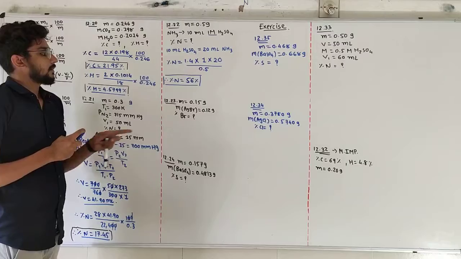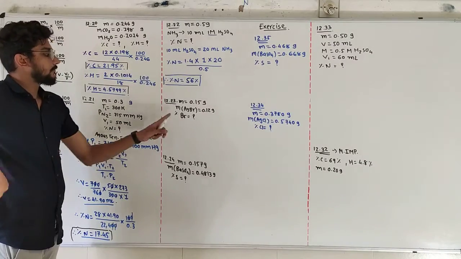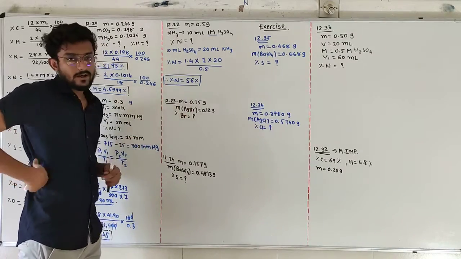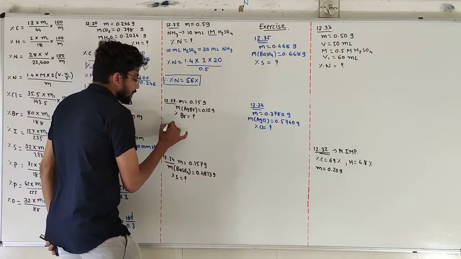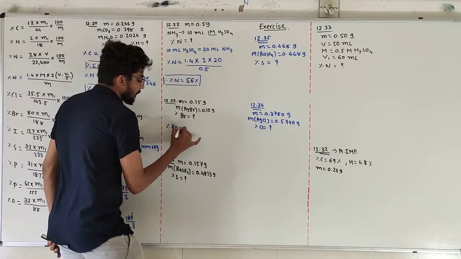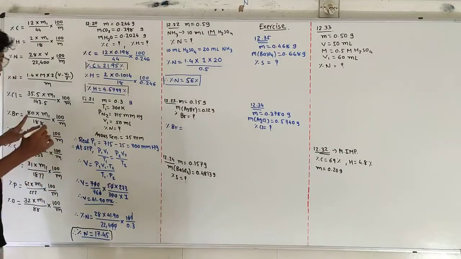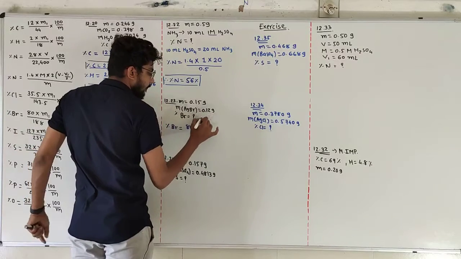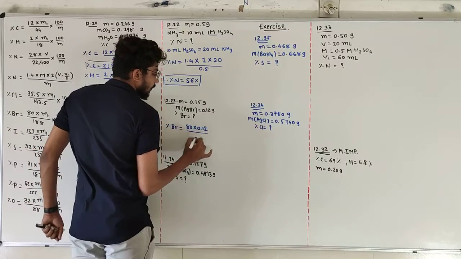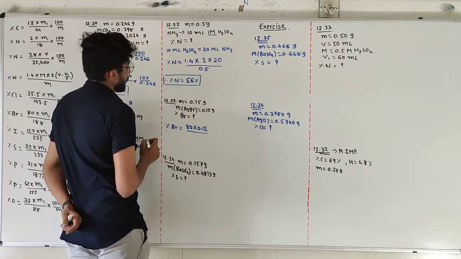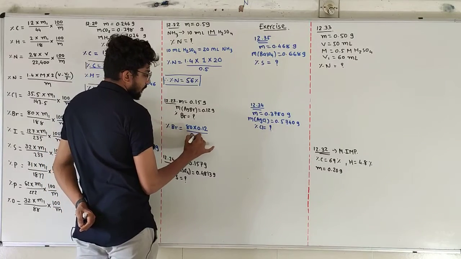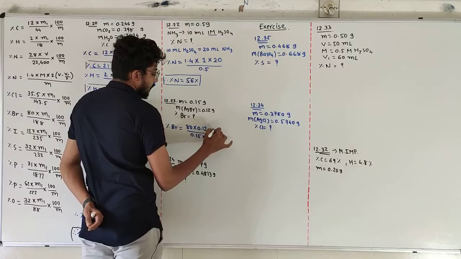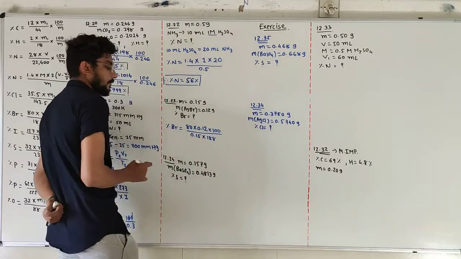Okay, our next sum is for the Carius method. The percentage of bromine is needed. We have the M1 and we have the value of M. So simply we are going to use the formula for Br. Percentage of Br is equal to, look at the formula here, 80 into M1, the value of M1 is 0.12, divided by 0.15 into 188 in the denominator, into 100.